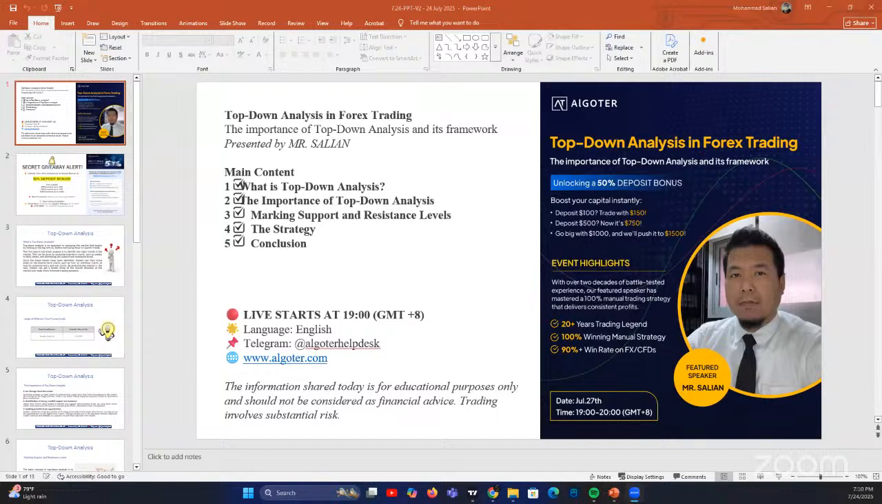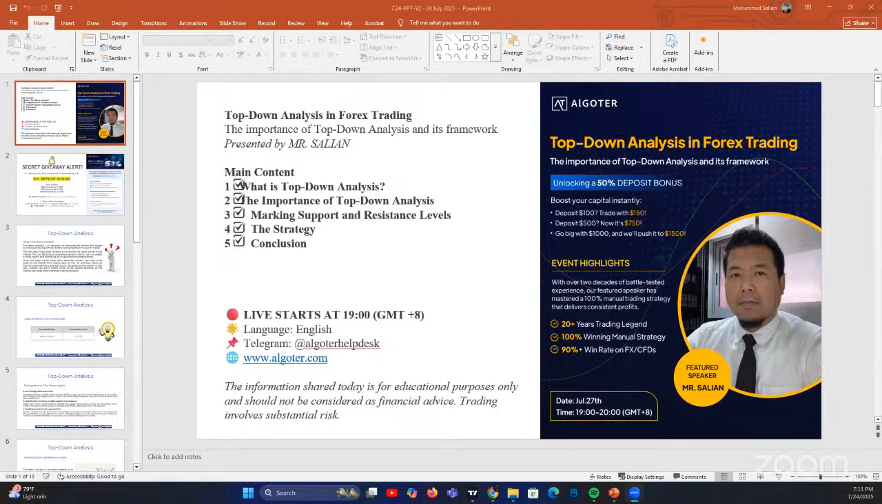Higher time frame to lower time frame. Very good idea. That's correct. Top-down, from the top down to the lower time frames. Either you start with the monthly or the weekly. Then you go one time frame lower to get the bigger picture of the bias. That's the idea here. Top-down analysis. So for the main content, what is top-down analysis? The importance of top-down analysis.